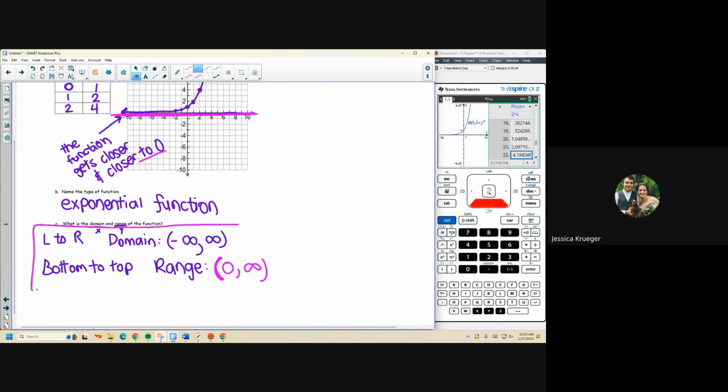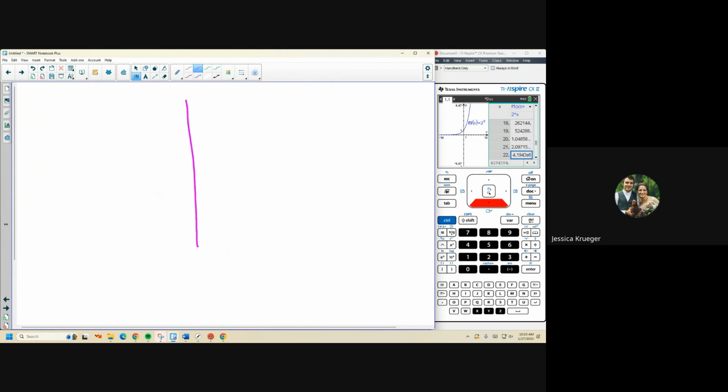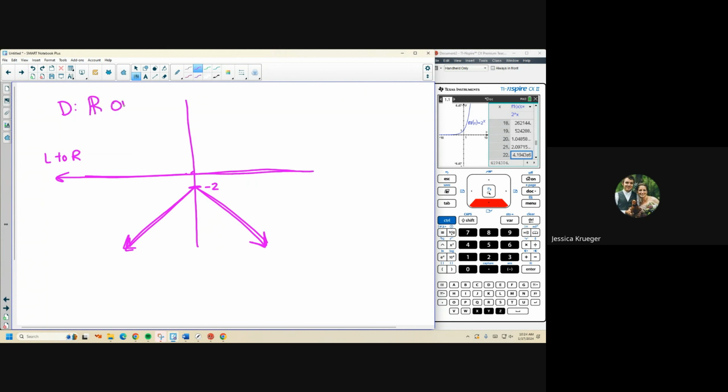Okay. Just a really, really quick one more example of a domain and range, just so you can see this. Let's say I had a function that looks like this. And this point right here is -2. So my domain is left to right. If I look, this function goes on to the left forever and ever. It's going to keep going to the left, keeps going to the right forever and ever. So my domain is all real numbers or -infinity to infinity.